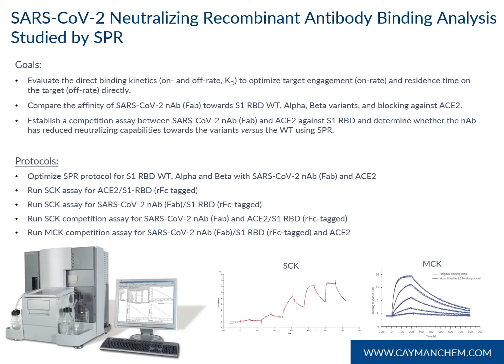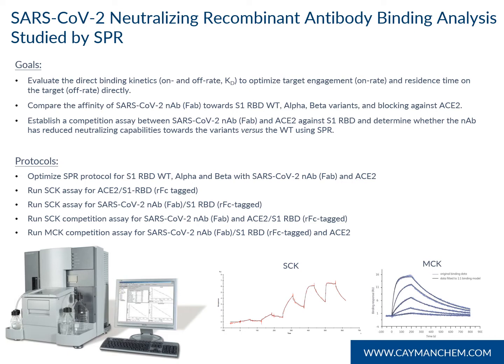Our goal was to evaluate the direct binding kinetics, K on and K off, and KD to optimize target engagement on rate and residence time on a target off rate directly. Also, to establish a SPR platform to evaluate binding kinetics and affinity measurements for the neutralizing antibody against S1 RBDs and its ability to block ACE2 interaction. And lastly, to establish competition assay between SARS-CoV-2 neutralizing antibody, Fab region, and ACE2 against S1 RBD to determine whether the neutralizing antibody has reduced neutralizing capabilities towards these variants versus wild type.